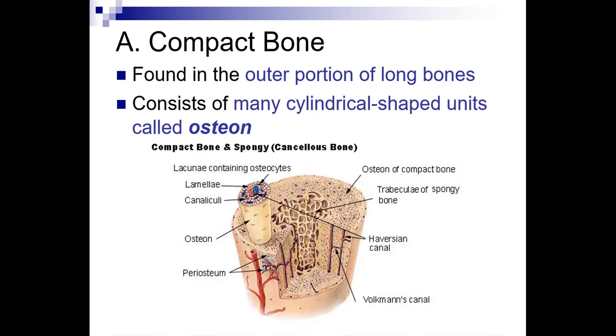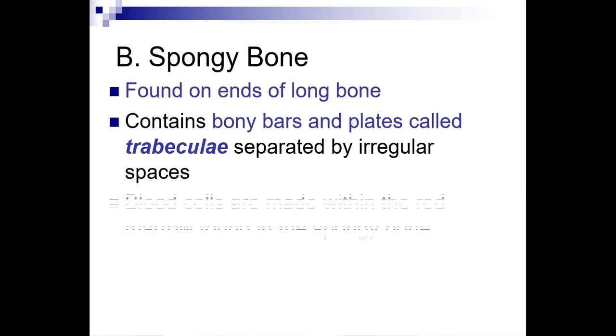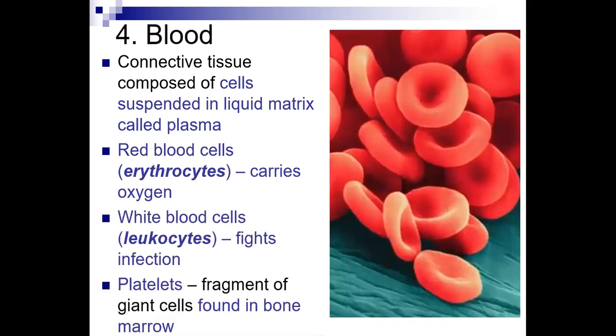Okay, and the last one, blood. Blood has red blood cells. What do red blood cells carry? Oxygen. What do white blood cells do for you? They kill infection. And then you have these little proteins called platelets. Would anyone here happen to be a hemophiliac? Good. Hemophilia is a genetic disorder where you can't stop bleeding. You just bleed and bleed and bleed. You don't have very functional platelets. Blood is not only responsible for transporting oxygen and killing infection, it transports vitamins and minerals throughout your entire body.